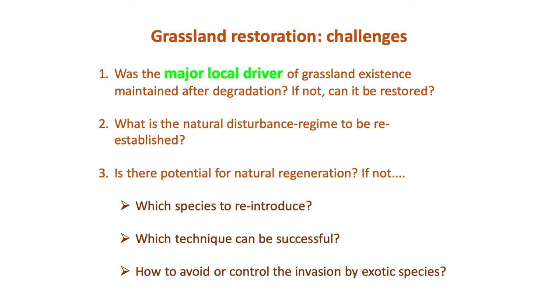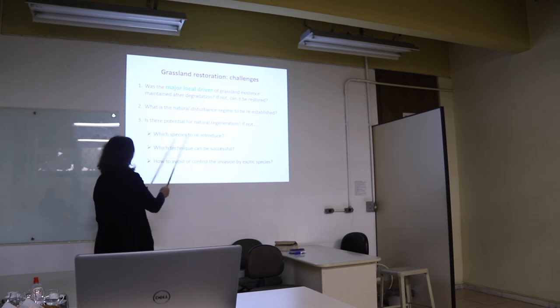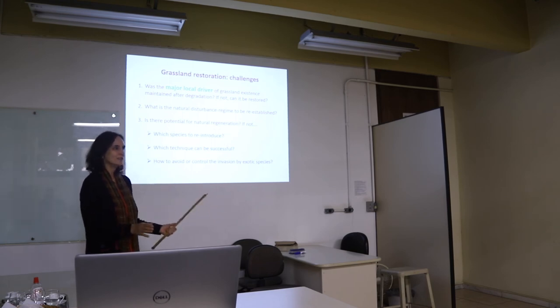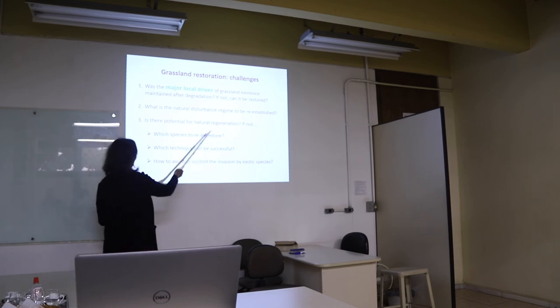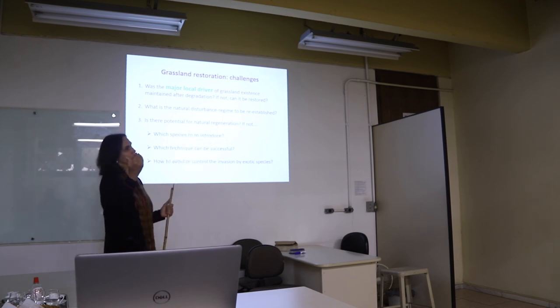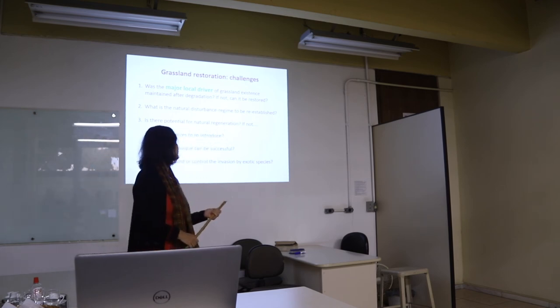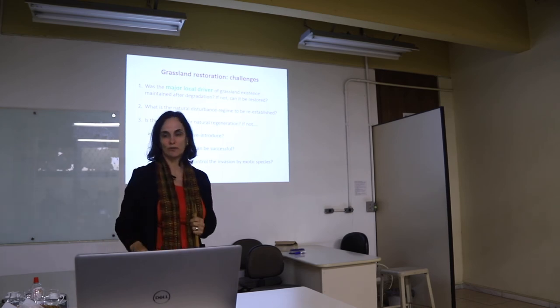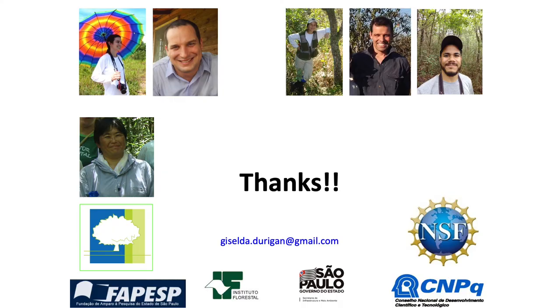What is the natural disturbance that we want and we need to reestablish? Is there a potential for natural regeneration? If there is, why do restoration? And if not, we have to consider all those factors to select species, to decide about techniques, and understand how to avoid invasion. And that's all.